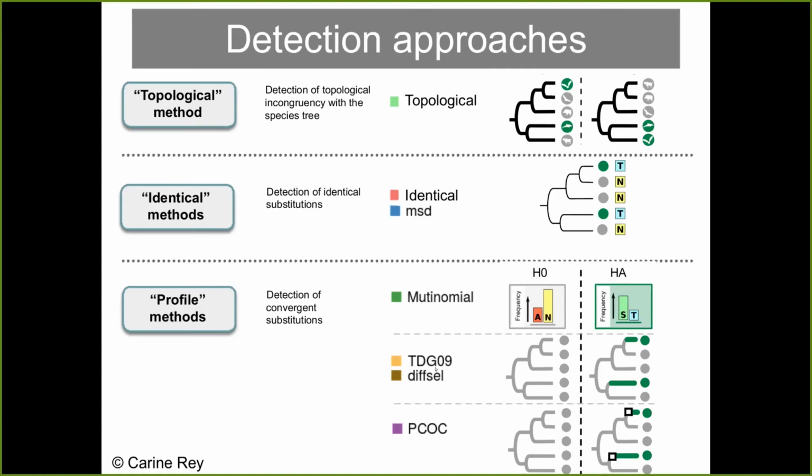For TDG09, there is estimation going on, but it's very much based on the counts of the amino acids that you find at the tips. And you do some correction to avoid having zeros, because you can have lots of zeros. And then you do a likelihood ratio test. And then for DiffCell, which is a method that has been proposed by Sarah Parto and Nicolas Lartillot, that's a Bayesian method.